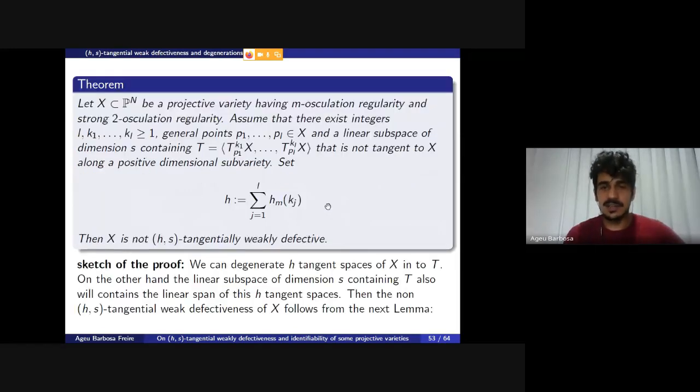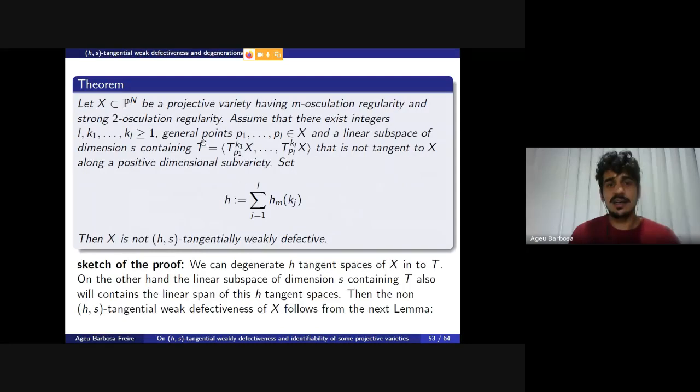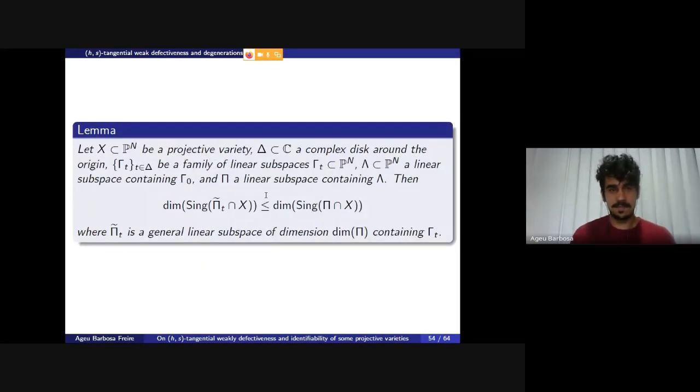And we see here, we are assuming that this contact locus is zero dimensional. Okay? Then here we have that this is greater or equal than zero, and smaller or equal than zero, then for an s-dimensional linear subspace to contain a general span of osculating tangent spaces, it means that it is not tangent to X along a positive dimension. Okay.